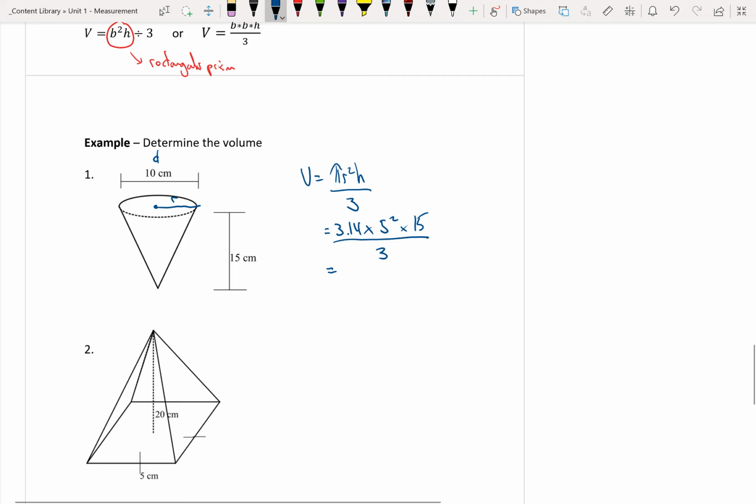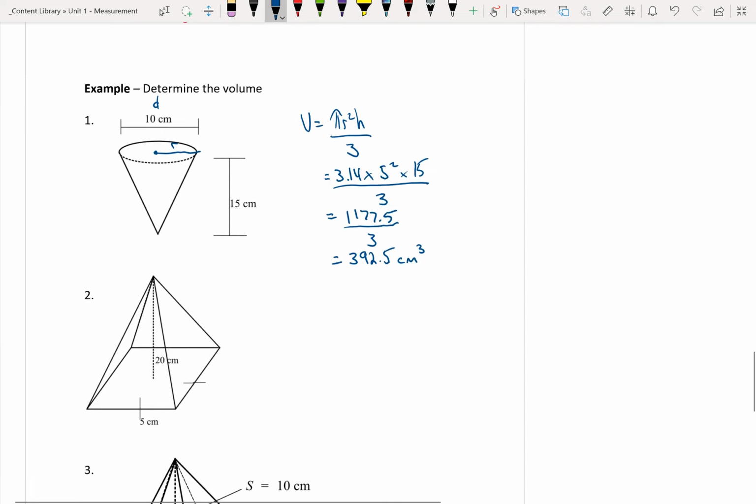So if I go through 3.14 times 5 squared times 15, I'll get 1,177.5, and I'm going to divide that by 3, and I get 392.5 centimeters cubed, because we're dealing with volume.